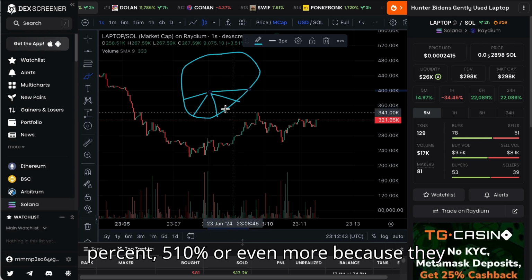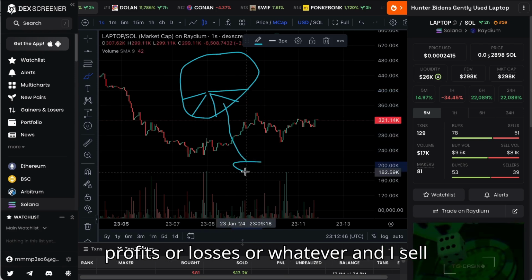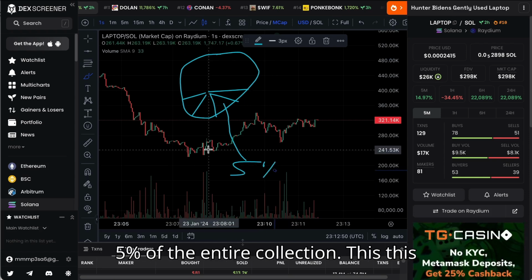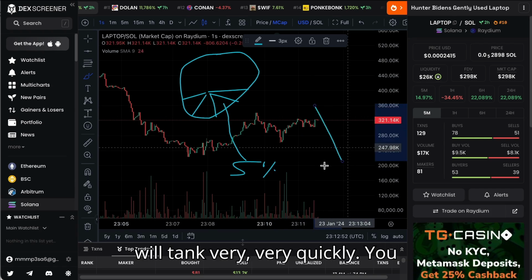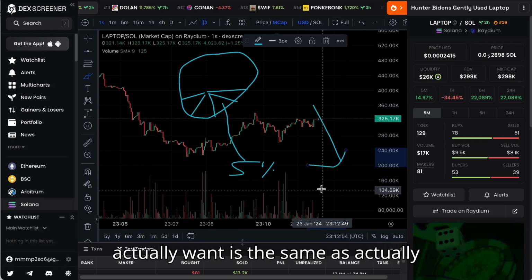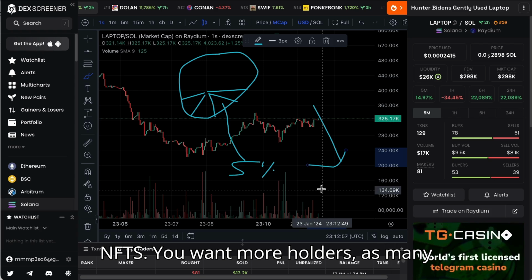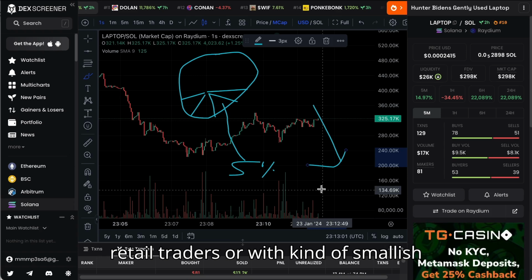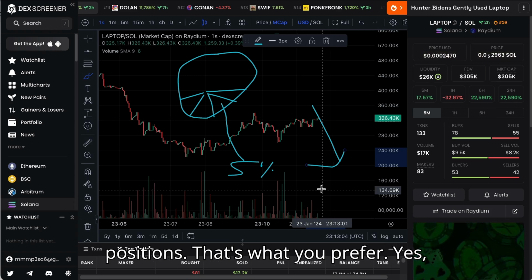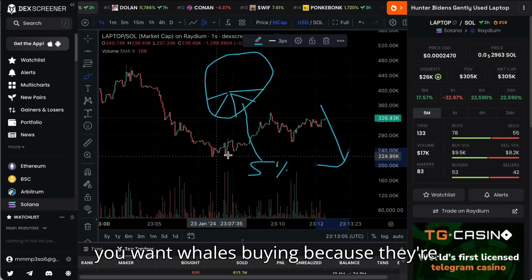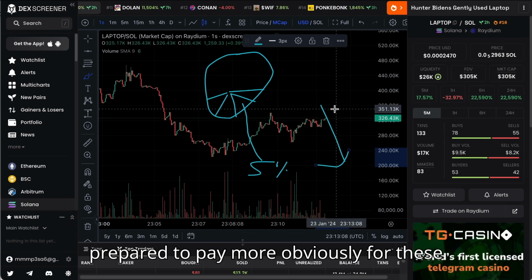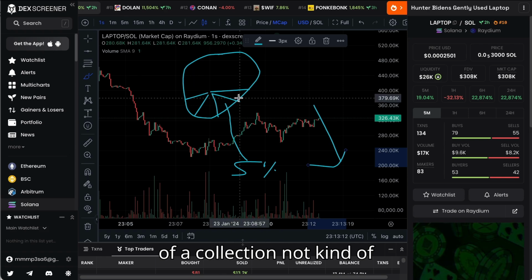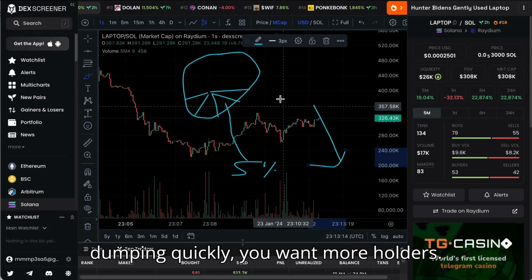Or even more, because if they decide I'm done here, I'm going to take profits or losses or whatever, and I sell my 5% position, doesn't sound like much. 5% of the entire collection, this will tank very, very quickly. It's the same as with NFTs. You want more holders, as many holders as possible, spread out, more retail traders with smallish positions. That's what you prefer. Yes, you want whales buying because they're prepared to pay more for these types of things. But generally, in terms of a collection not dumping quickly, you want more holders.